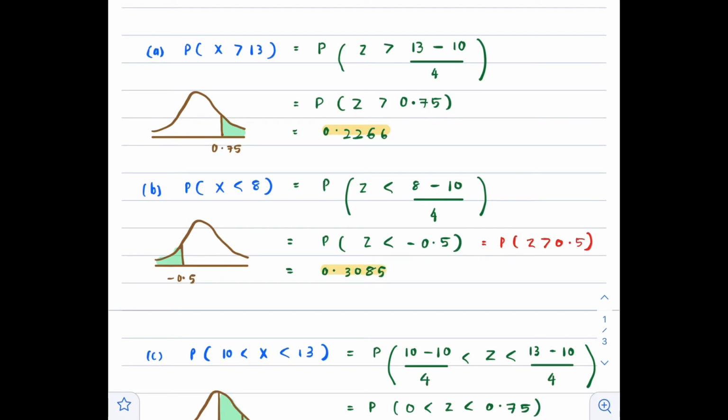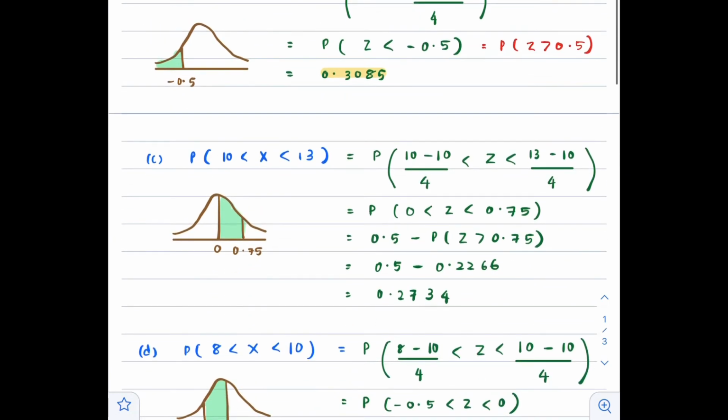Okay, let's say you have the in-between number. Probability of X between 10 up until 13. First step, always convert to the standard normal. Just substitute into the formula: 10 minus 10 over 4, 13 minus 10 over 4. So you have 0 up until 0.75. So 0 is always in the middle. Remember, in the standard normal, the middle is always 0.